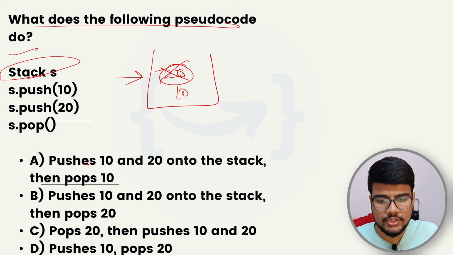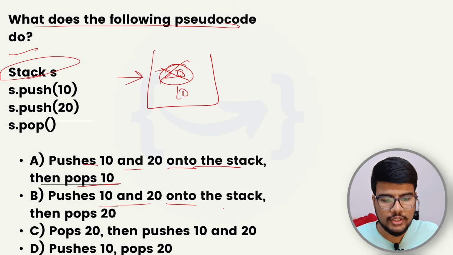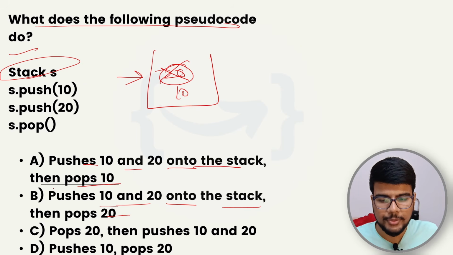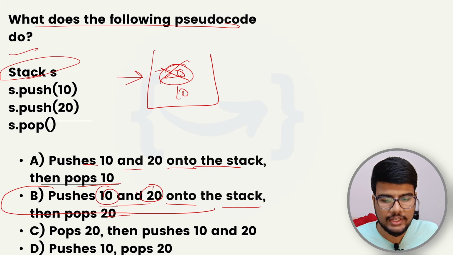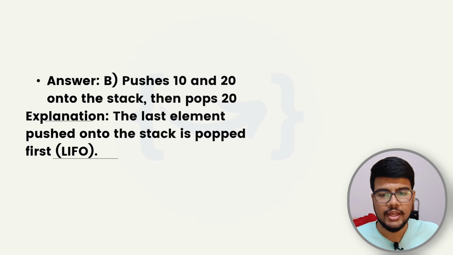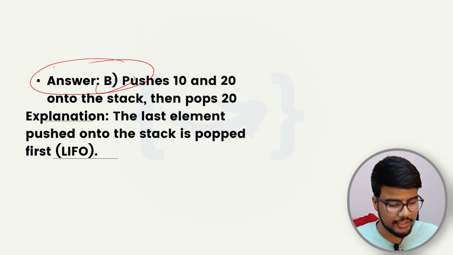So now we'll see the options: push 10 and 20 onto the stack and pop 10, or push 10 and 20 onto the stack and then pop 20. The right option for this question would be B, because we are pushing 10 and 20, and on the top we have 20, and we are popping it. So I know that option B would be the correct option, and yes, option B is correct.